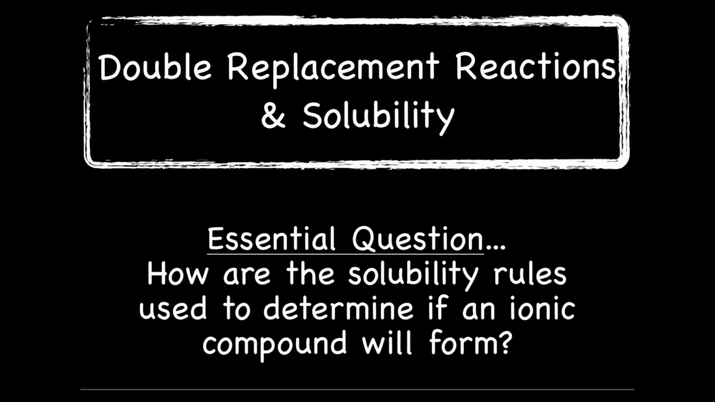Hello, this is Miss Moore, and today during chemistry, we're going to discuss double replacement reactions and solubility. So today's essential question: how are the solubility rules used to determine if an ionic compound will form? We've already learned how to predict products for double replacement reactions. But today we are going to apply the solubility rules to see if a product actually occurs. So let's get started.